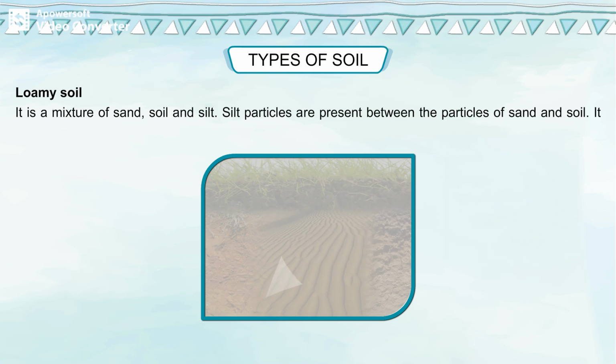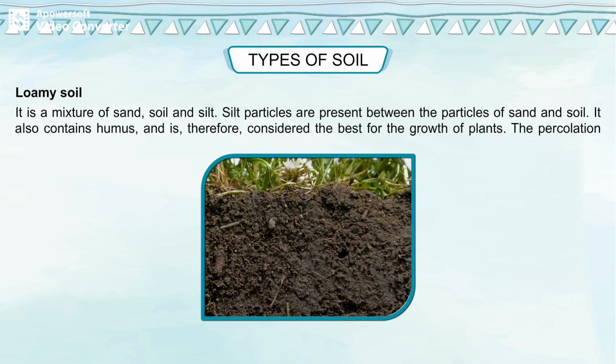Loamy soil. It is a mixture of sand, clay and silt. Silt particles are present between the particles of sand and clay. It also contains humus and is therefore considered the best for the growth of plants. The percolation rate is between that of sandy soil and clay soil.